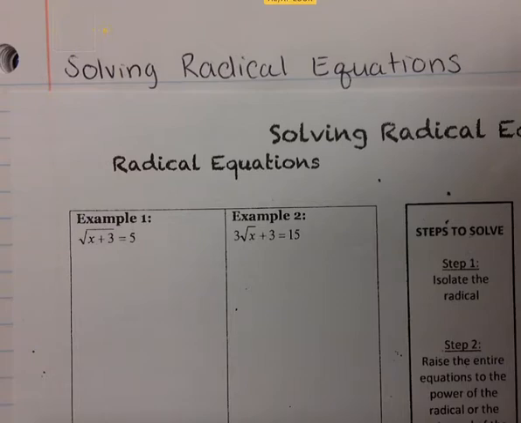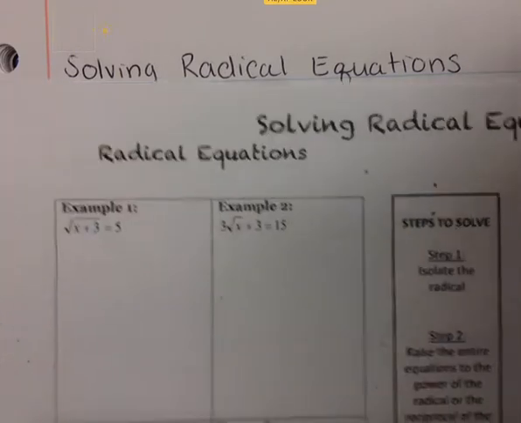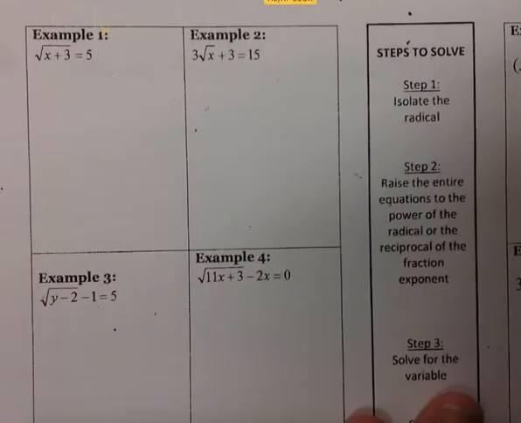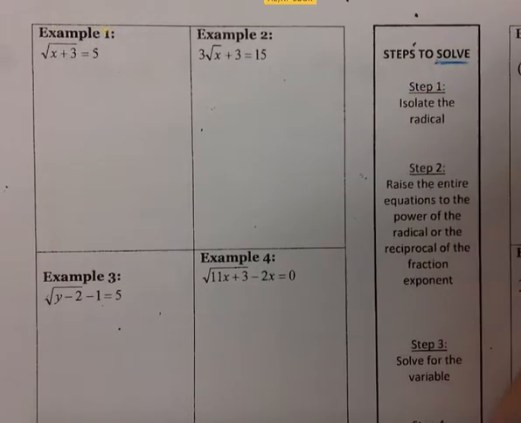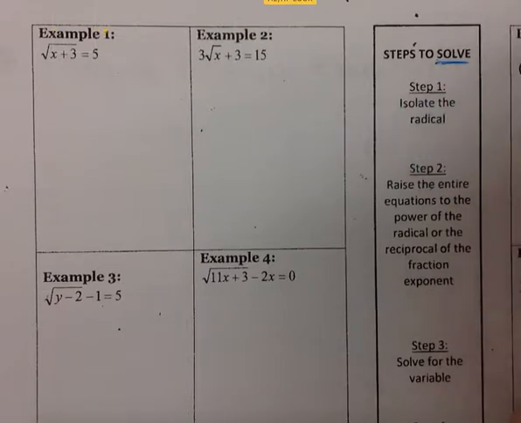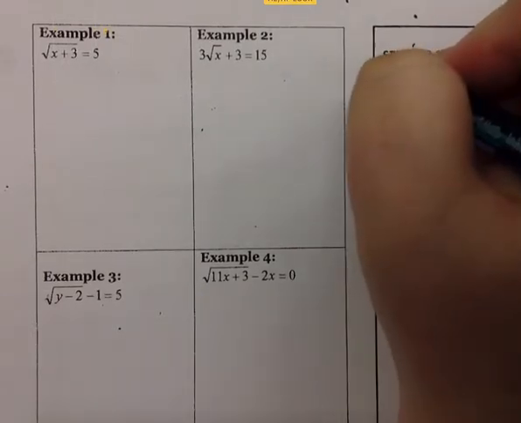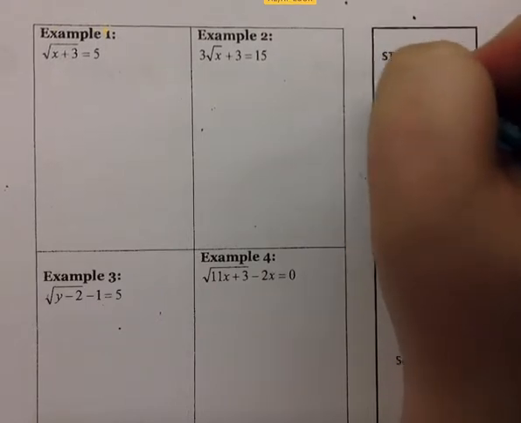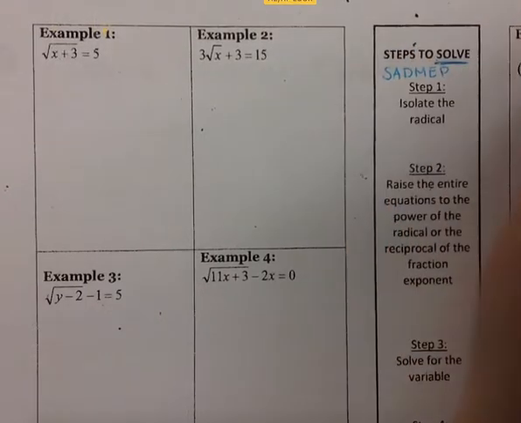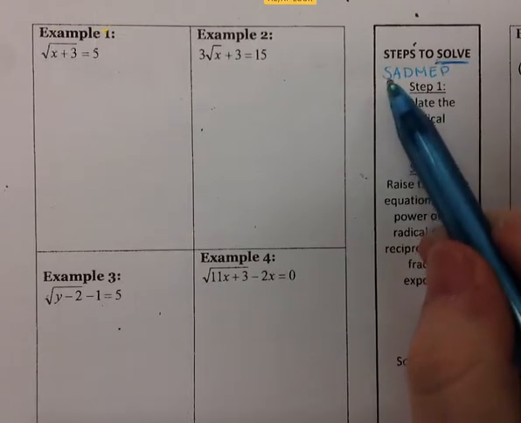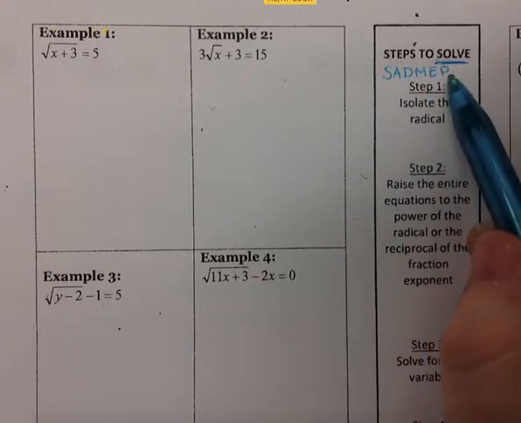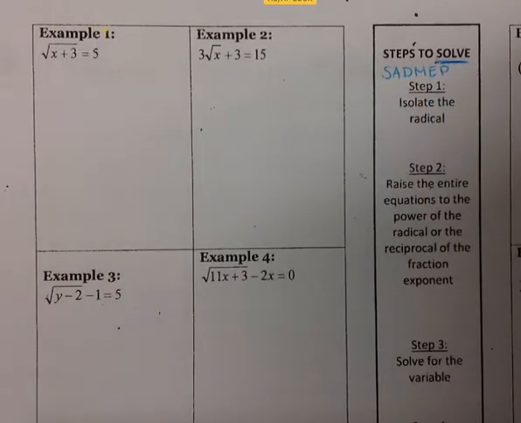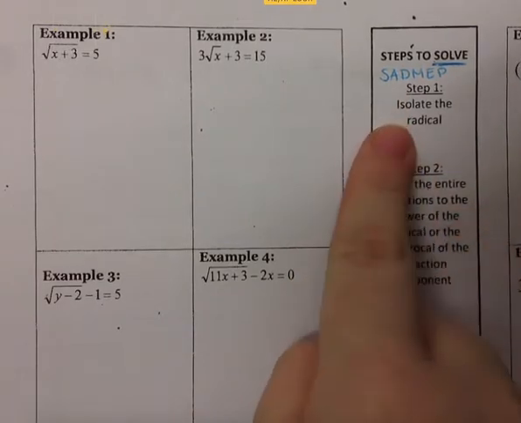This video is on solving radical equations. We have the steps to solve right here. If we're going to be solving anything, we have to remember that we're going to be using the order of operations, but we're going to go in the inverse operation, so backwards, which means for some people will remember SADMEP. SADMEP: we want to add and subtract away first, multiply, divide, then get rid of our exponent, then worry about the parentheses.